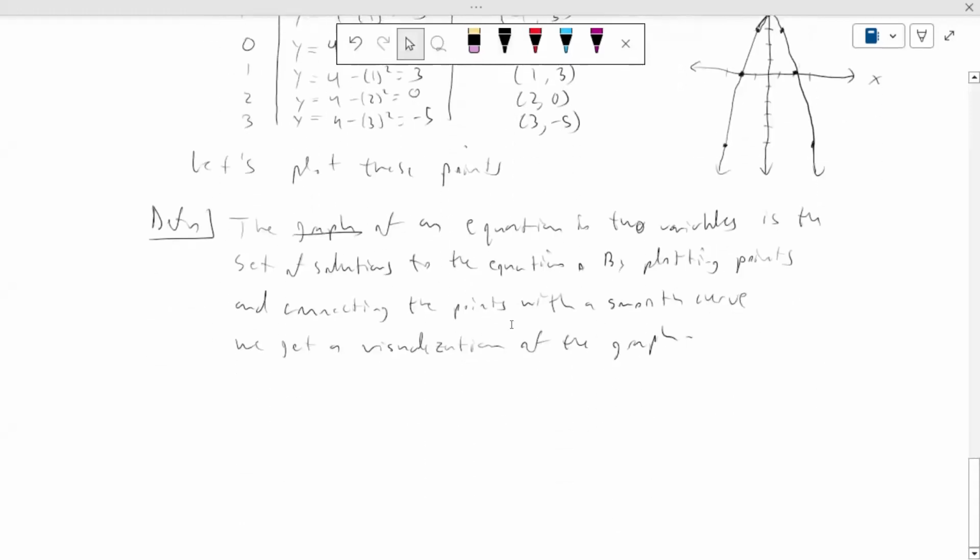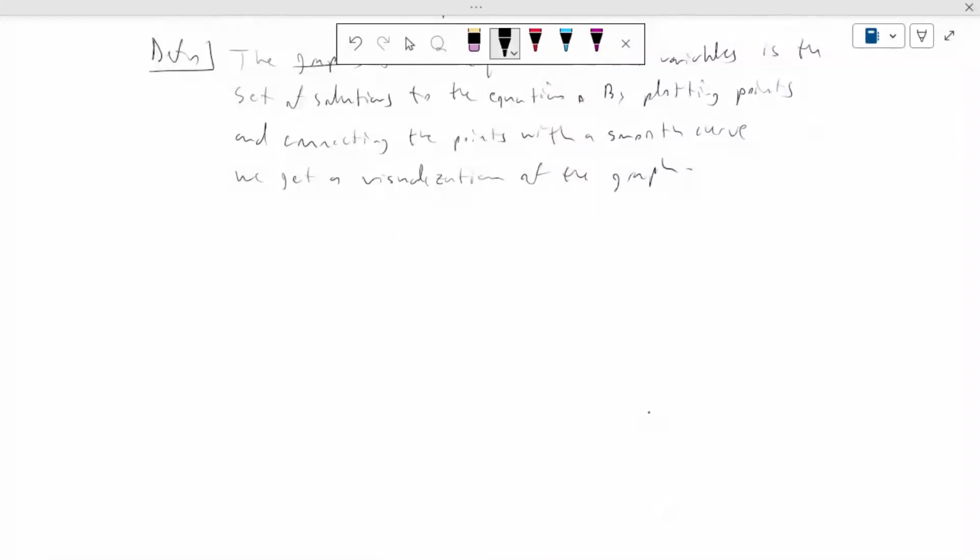Let's do some practice then. So let's see, we get out of here at 10:45. Just making sure. So let's do some practice here. Let's do the absolute value function. So let's graph y equals the absolute value of x.